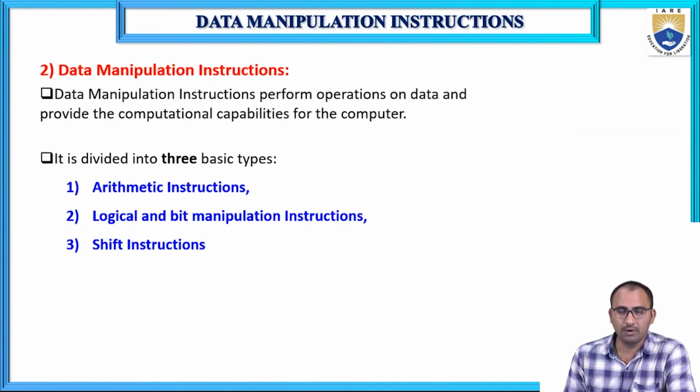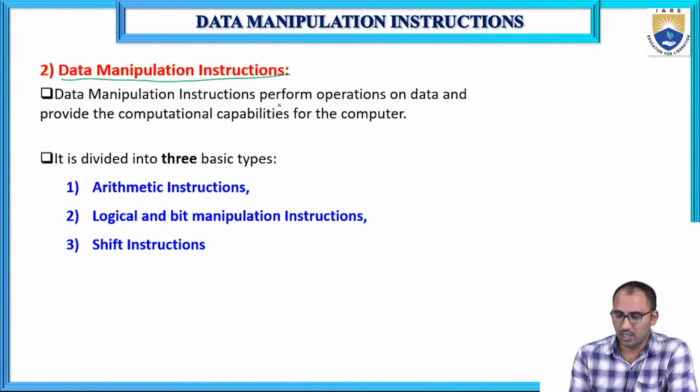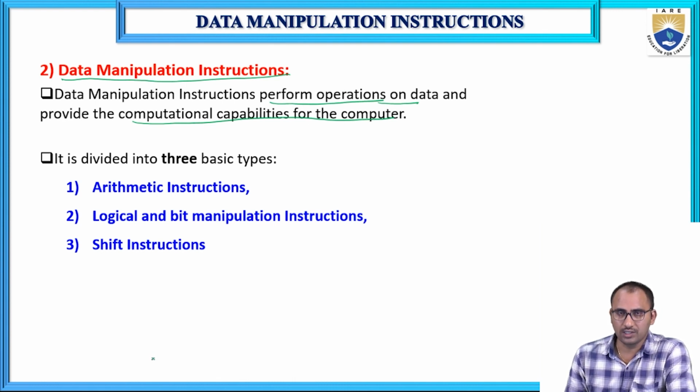And coming to the second type of classification, that is data manipulation instructions. Data manipulation instructions perform operations on data and provide computational capabilities for the computer. They perform operations on data stored in the registers. So using this data manipulation instruction, we can modify the contents of the register.